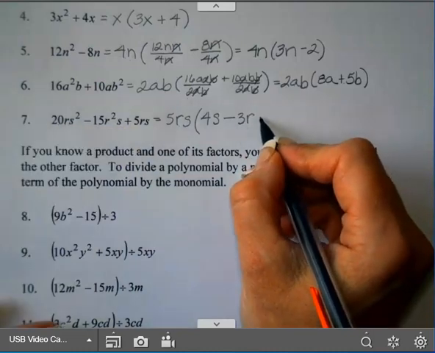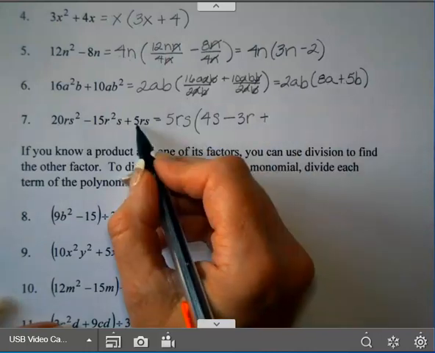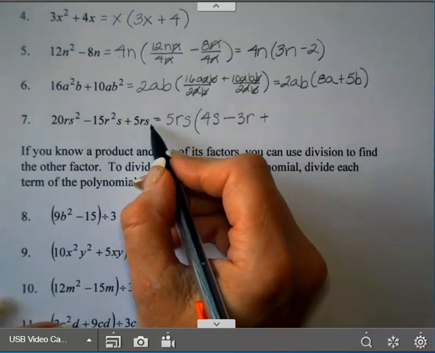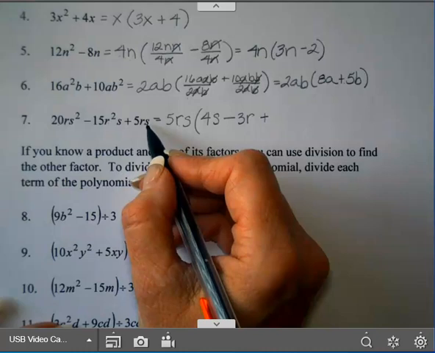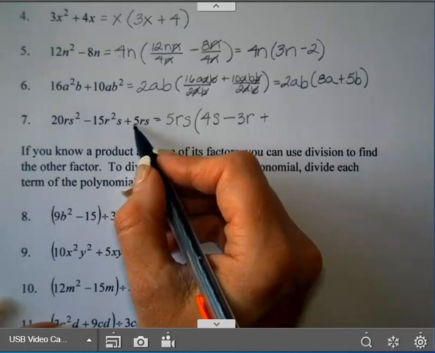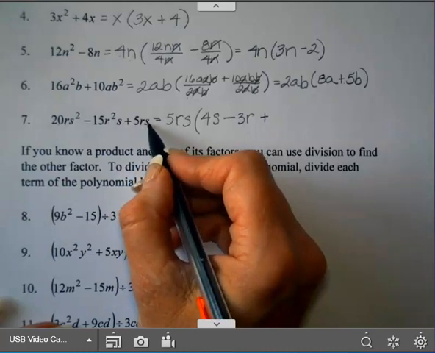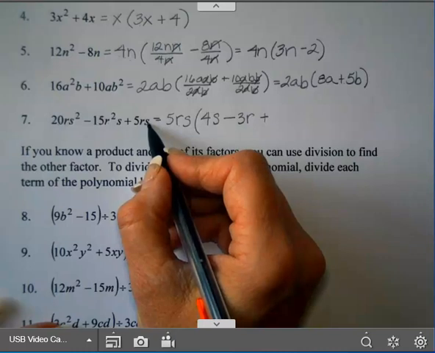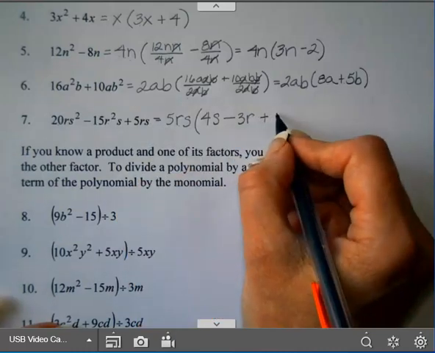And then for my last term, I'm dividing 5RS by 5RS. You don't get 0. When you have 5 divided by 5, that would be 1. R divided by R would be 1. S divided by S would be 1. So this is going to be plus 1.